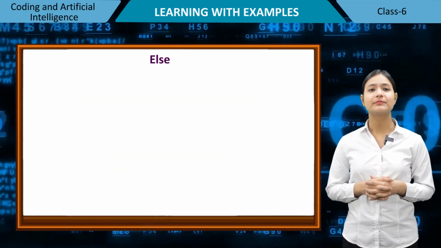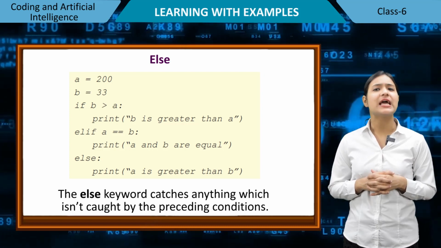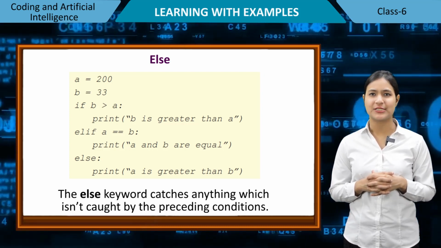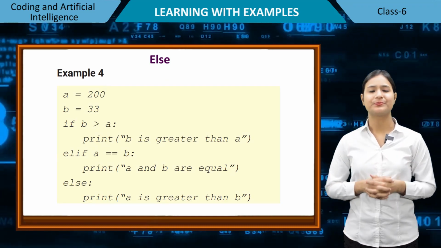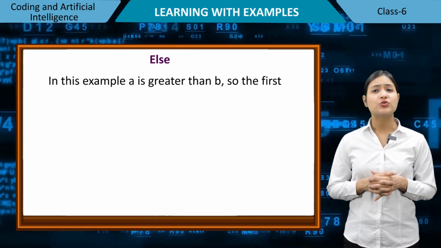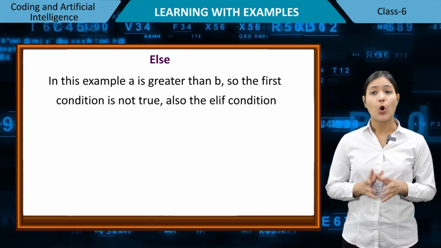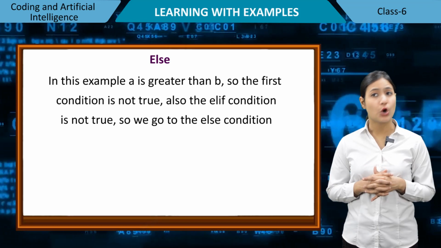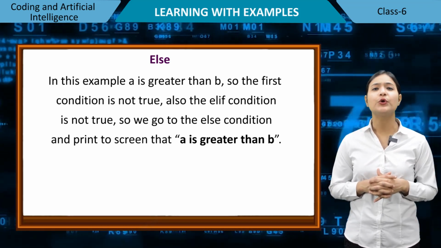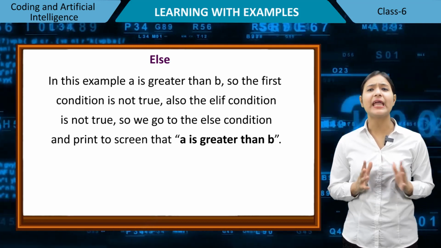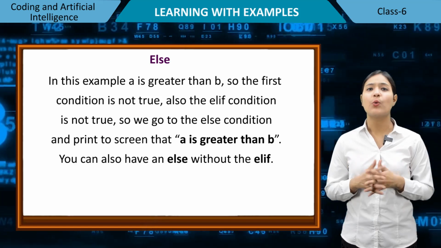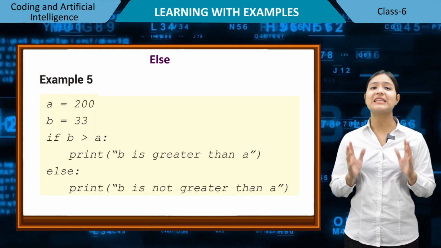Else. The else keyword catches anything which is not caught by the preceding conditions. Example 4. In this example, a is greater than b. So the first condition is not true. Also the elif condition is not true. So we go to the else condition and print to screen that a is greater than b. You can also have an else without the elif. Example 5.